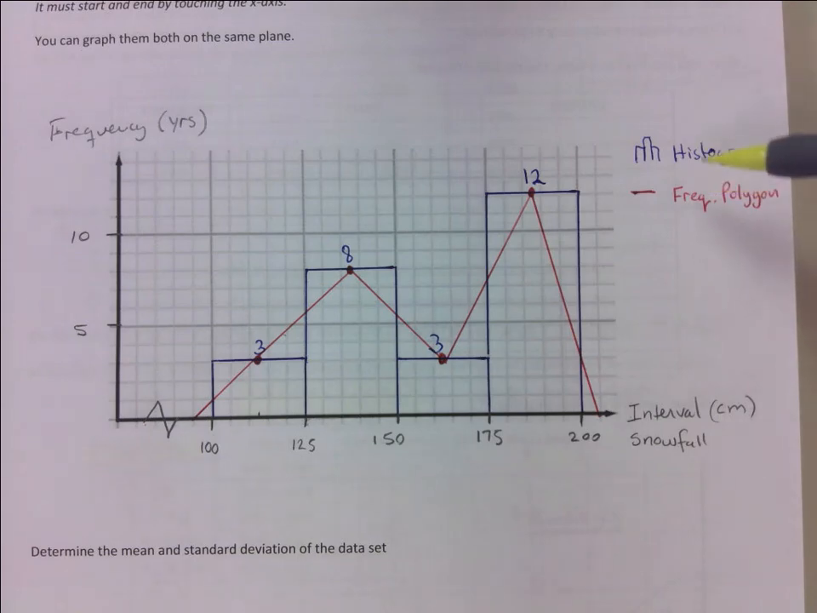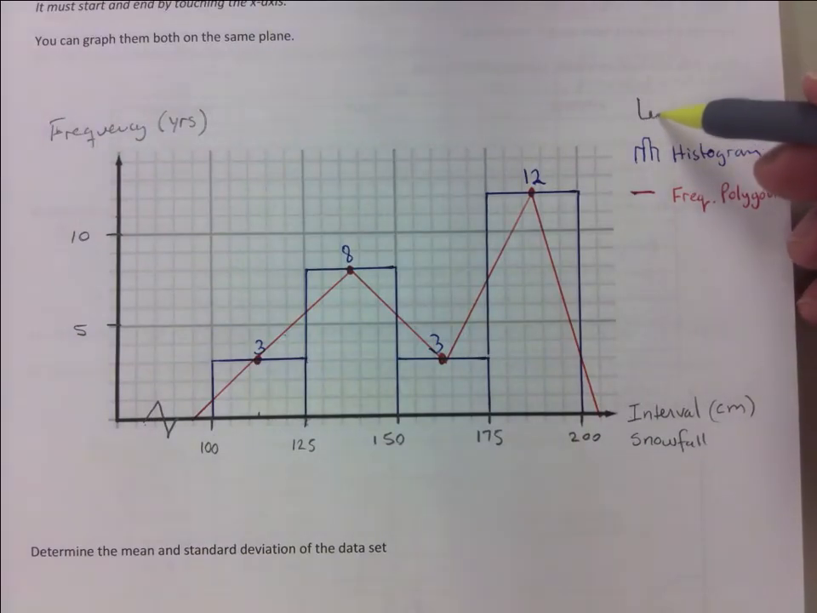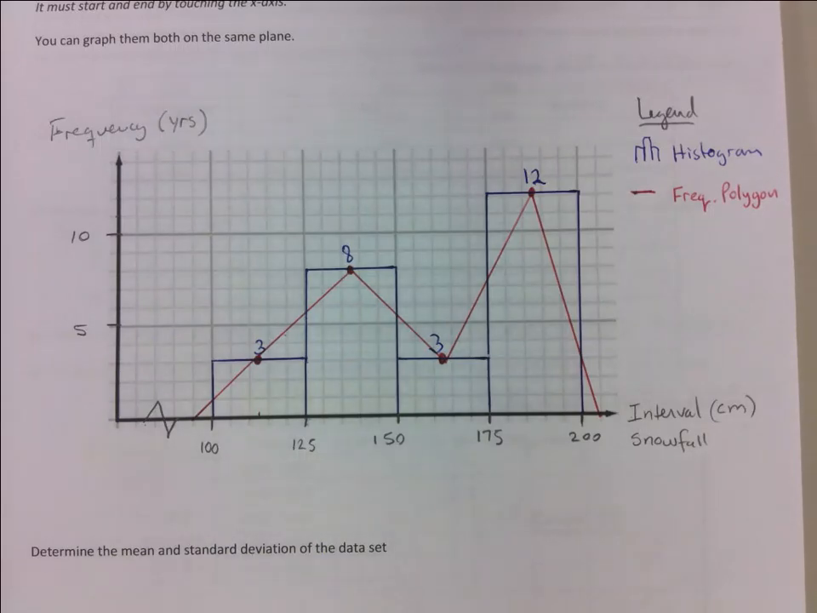So if you like to do two at the same time, it doesn't take that much more work. I would do them both at the same time. Just make sure you have a legend if you want to do both. Okay? All right, so this is how you graph once you have your table.